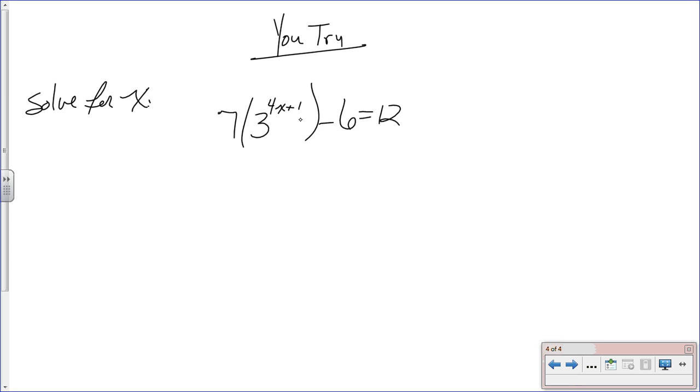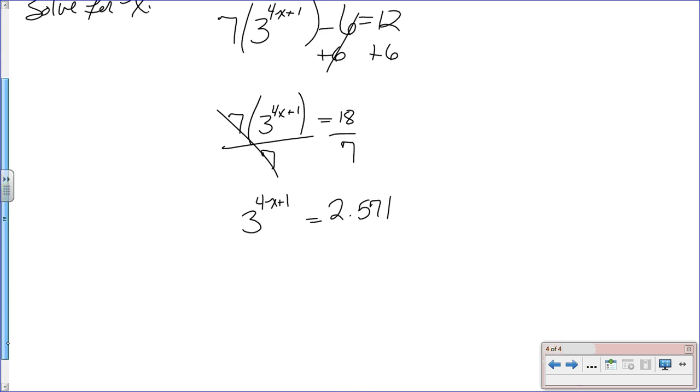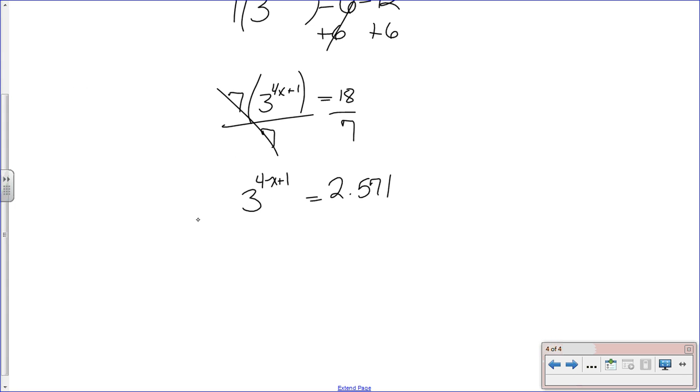Alright, so the first thing you want to do, add 6 to both sides to get rid of that. So 7 times 3 raised to 4x plus 1 equals 18. Divide both sides by the 7 to get rid of it. So 3 raised to 4x plus 1 equals 2.571. Alright, now since our base number here is 3, we want to take the log base 3 of both sides.